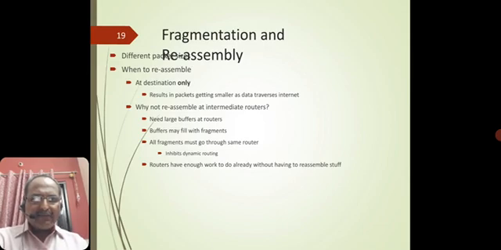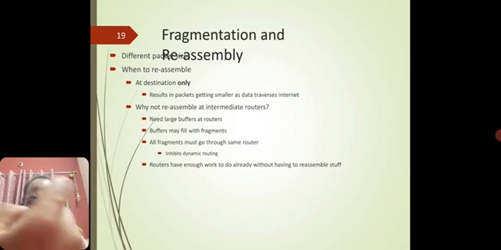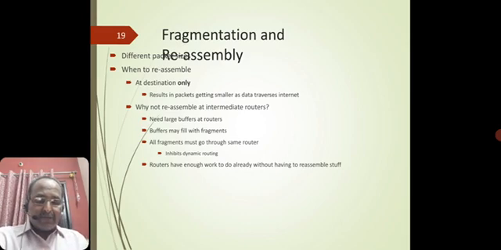If you want to reassemble at a destination, it results in packets getting smaller as the data traverses the internet. And why not reassemble in an intermediate router? The reason I'll tell you. This is a very good discussion and a very debatable issue. When data packets are transmitted from a source to a destination, why can't we do a reassembly at an intermediate point?